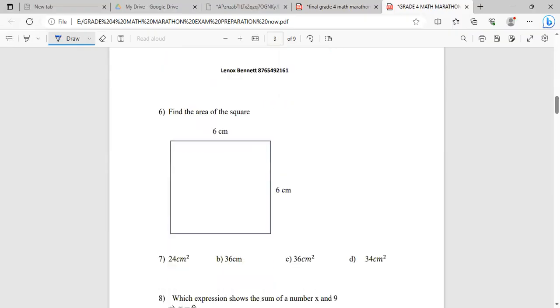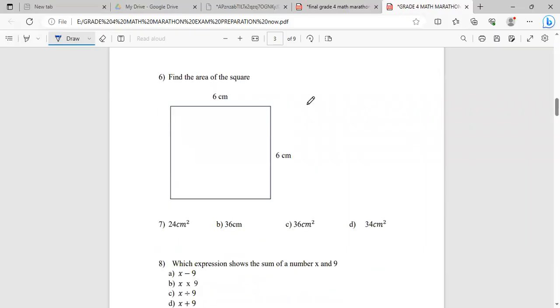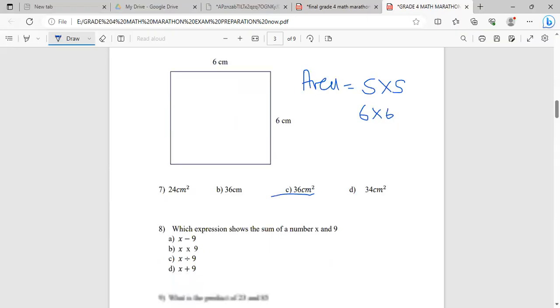All right, let's move on to this one. It says, find the area of the square. Now, how do we find the area for a square? Somebody type that in the comment section. Area is side times side, but we know that the measurements are the same. So all we do is say 6 multiplied by 6, which gives us 36 centimeters square. Remember, square has to do with the total number of squares that it takes to cover the surface.